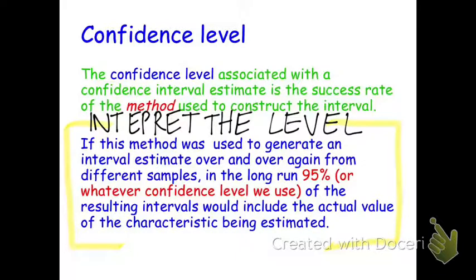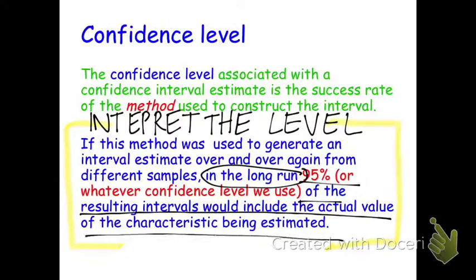What that means is that 95% of the time, so in the long run, 95% of the intervals will include the true population proportion. So when it says the actual value, the true population proportion.